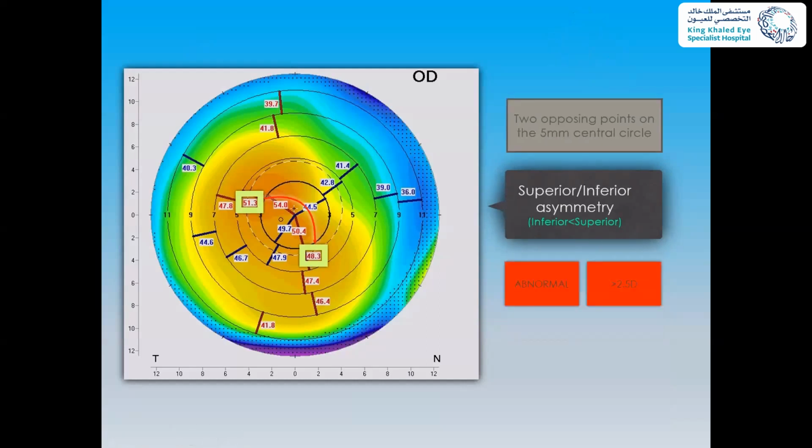But when we consider superior inferior asymmetry, because keratoconus is usually inferior, we have more margin of error, and here 2.5 is taken as abnormal.